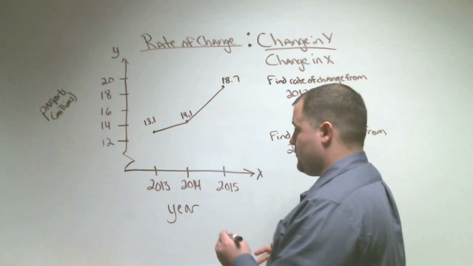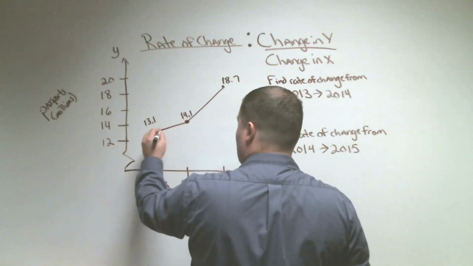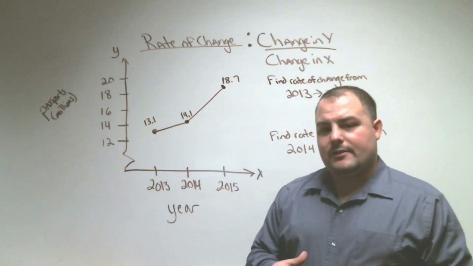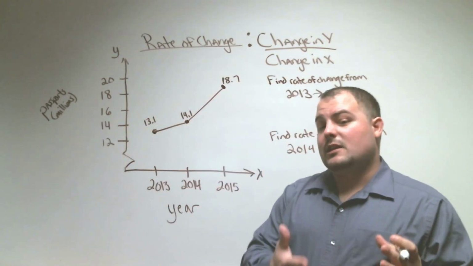Now, looking at this graph, hopefully you can tell which one is probably going to have a bigger rate of change. A bigger rate of change means that the graph is going to be a little bit steeper.